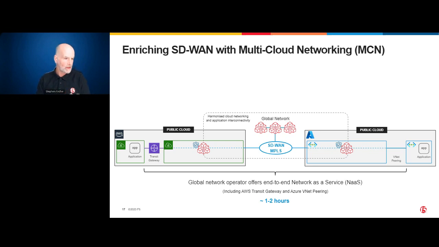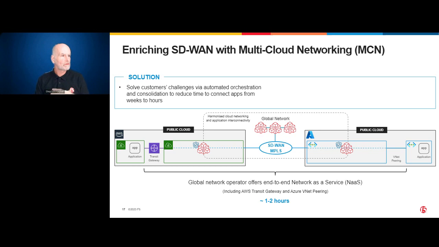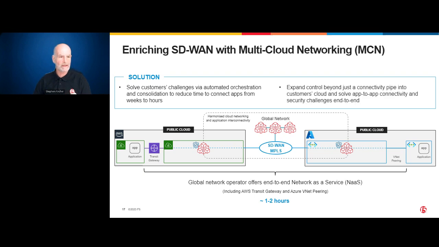So beyond just the simple SD-WAN connectivity, they were able to program all of the cloud constructs to enable application-to-application connectivity. So the solution solved their customers' challenges via the automation that the F5 Distributed Cloud platform brings. And this allowed them to reduce the time to connect apps from 6 to 10 weeks of the customer passing tickets from team to team, from the network team to the security team and so on, all the way down to a couple of hours. So huge, dramatic improvement in time to business.